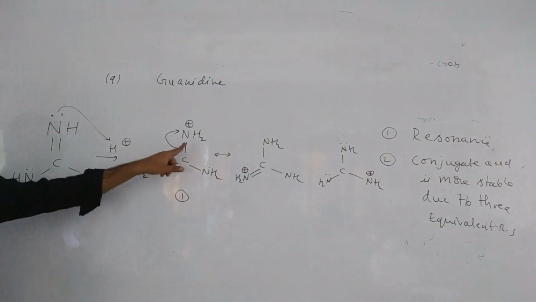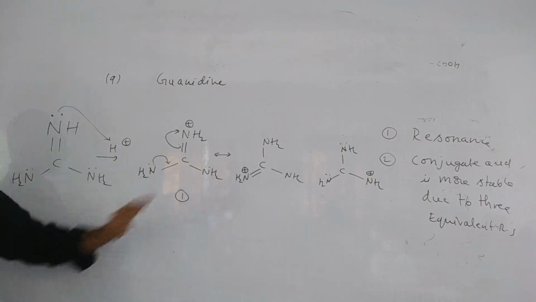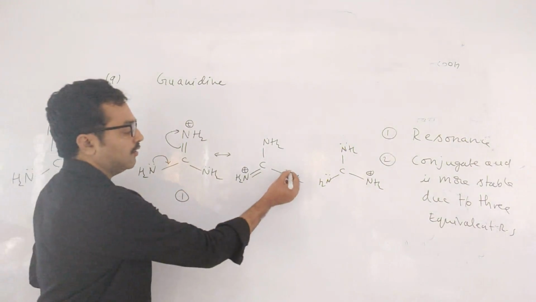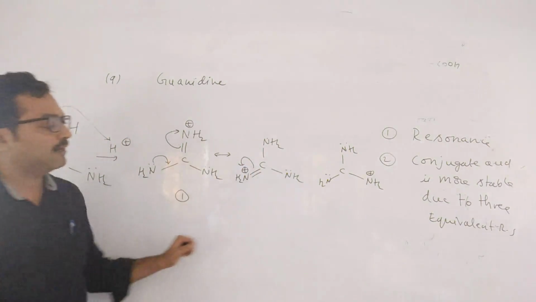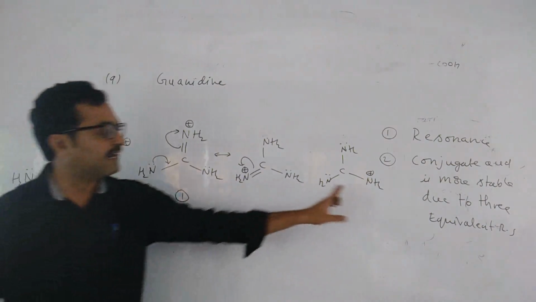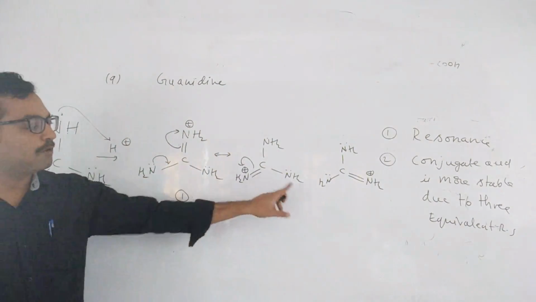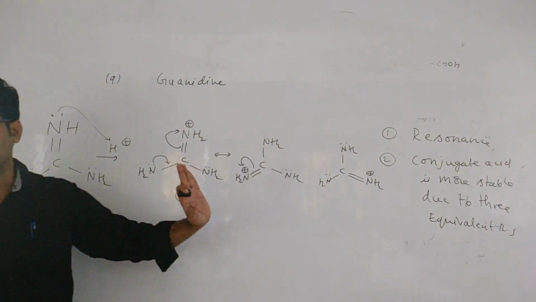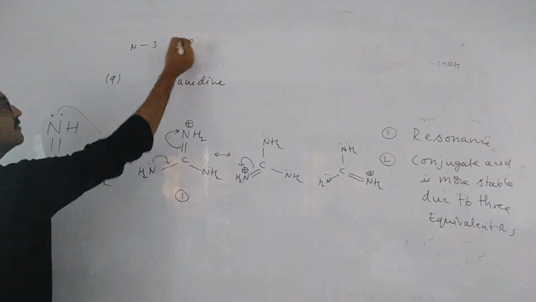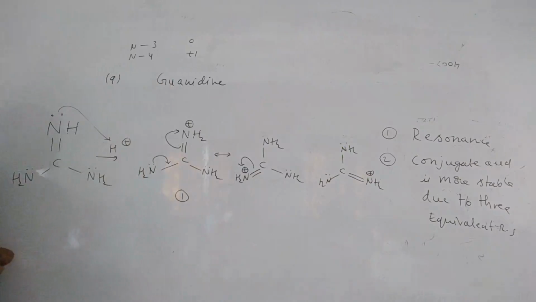Equivalent only. One side double bond NH2 plus, remaining two sides NH2 NH2. Now after getting this structure, you take like this. Now this left NH2 became neutral, but the right NH2 will become double bond plus. Why double bond plus? Because 4 bonds are there. So only one logic: whenever nitrogen is having 3 bonds, the charge will be 0. Whenever nitrogen is having 4 bonds, the charge will be plus 1.